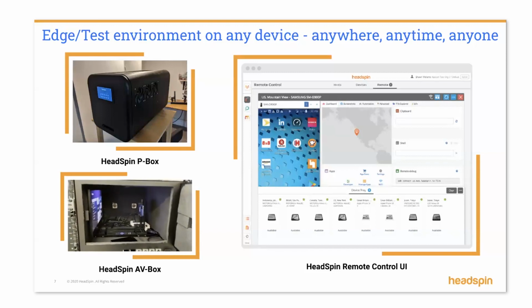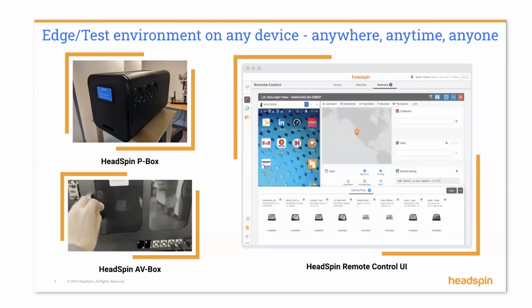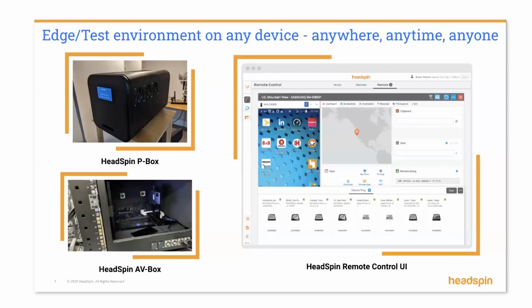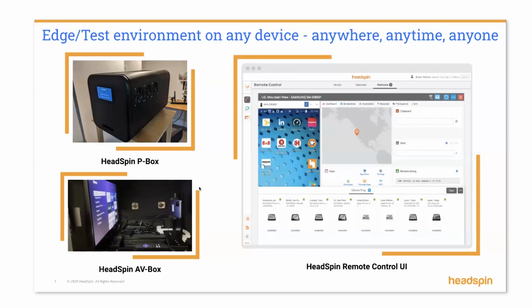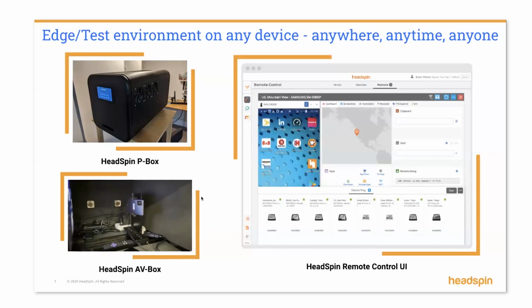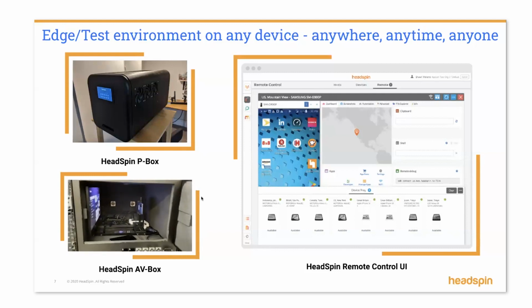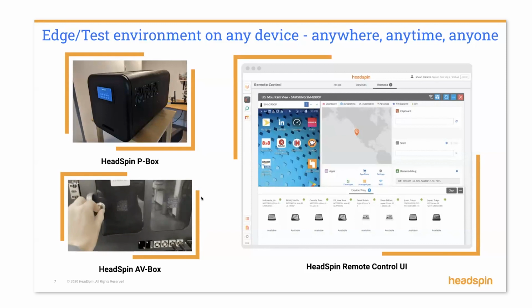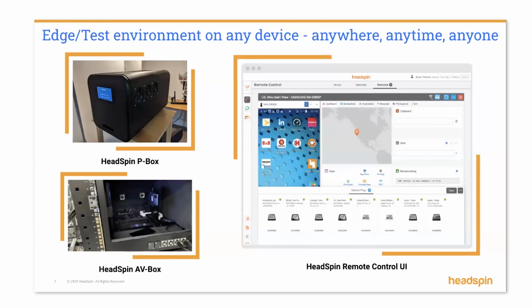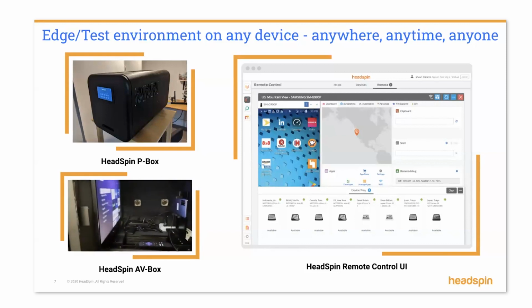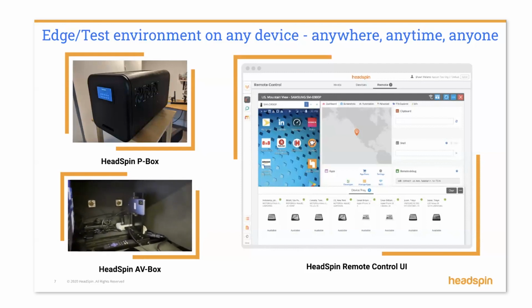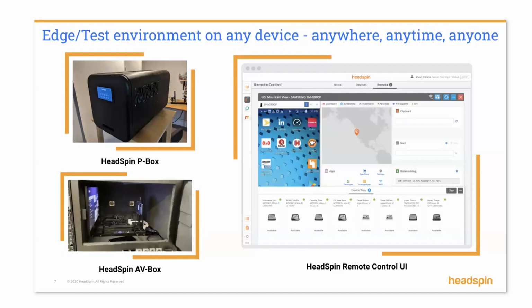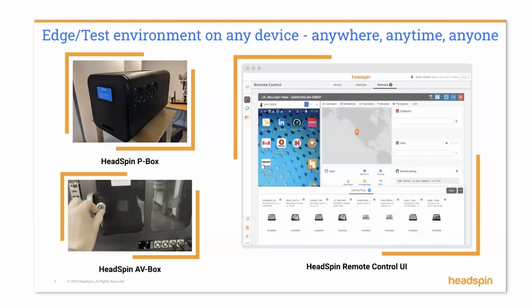So if you're looking for an on-premise deployment and you want to host devices internally, we have appliances called the P box and the AV box, which you can see here on the left-hand side. You can host up to 24 devices in a P box and 2 devices in an AV box. The AV box was specifically built for rich audio and media use cases. It's isolated from sound and light and is the only apparatus of its kind in the marketplace today.